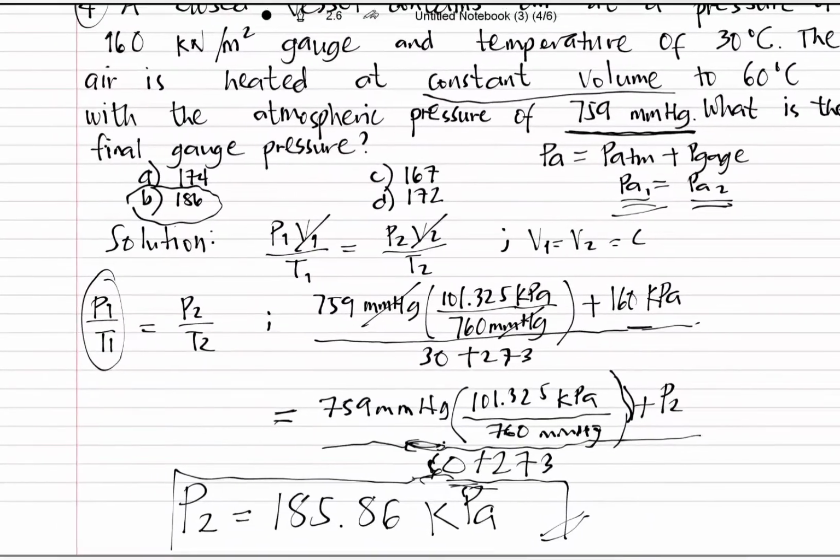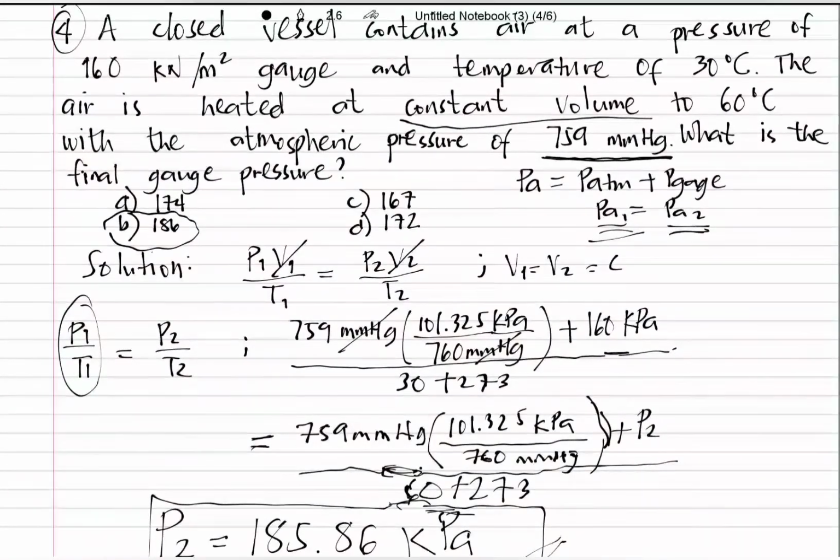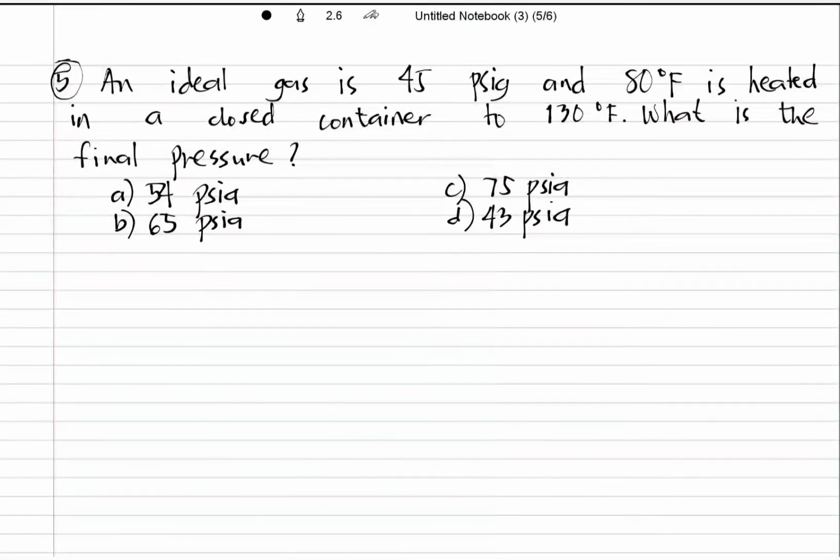Okay? So, now, proceed tayo guys sa ating problem number 5. Ating basahin: an ideal gas is 45 psig, so pounds per square inch gauge, and 80 degrees Fahrenheit, is heated in a closed container to 130 degrees Fahrenheit. What is the final pressure? Simple lang naman yan. Solution for this, again, hinihingi is final pressure. Closed container meaning volume is constant. So, V sub 1 is equals to V sub 2 or it is constant.